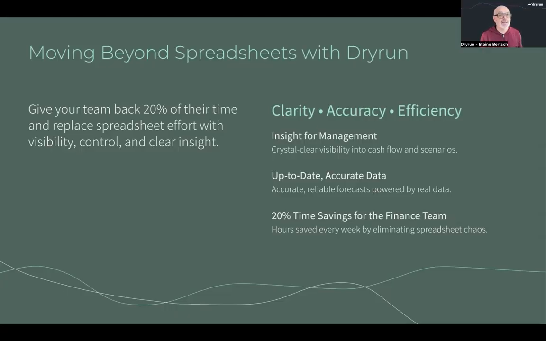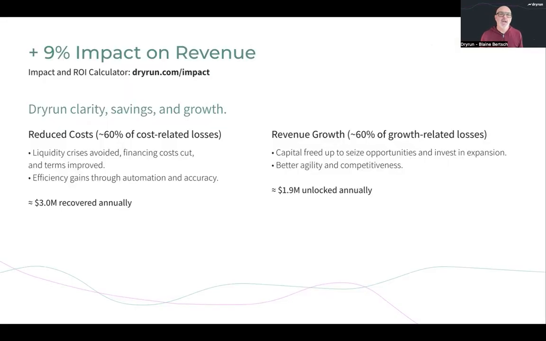First, we bring clarity to the management team while they're making decisions. Secondly, we're going to deliver up-to-date, accurate data and a single source of truth. And third, we're going to bring massive efficiencies to the business, especially with the finance team, where they're likely to save a minimum of 20% of their time. Dryrun will have a positive impact on your bottom line by not only reducing your expenses, but also helping to identify those opportunities and drive revenue growth.